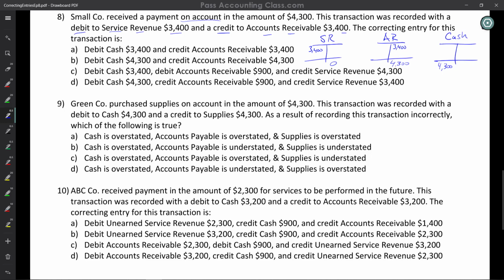So what we're going to do then is figure out how to get from $3,400 debit for service revenue to a $0 credit. Well, we're going to credit it for $3,400. Same thing with accounts receivable. How do we go from a $3,400 credit to a $4,300 credit? Well, I need to take $4,300 less $3,400, and that gives me $900. So we need to credit accounts receivable $900.